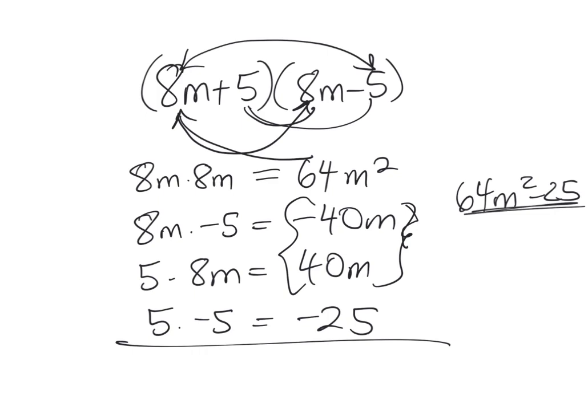So the first terms, outer terms, inner terms, last terms. You can do it that way. That's the approach using FOIL. It's the same approach you would use for any situation with a binomial.